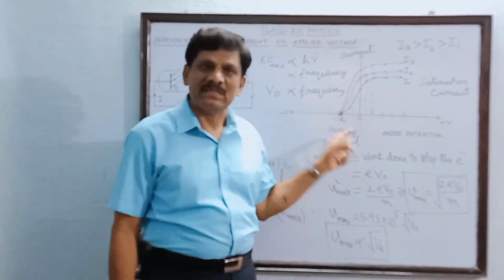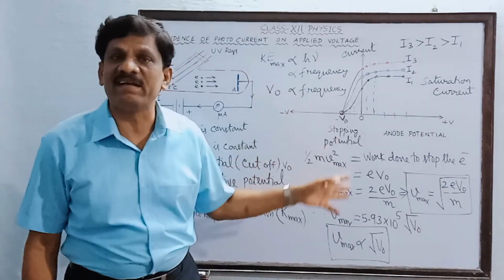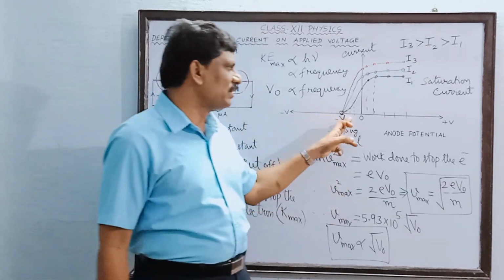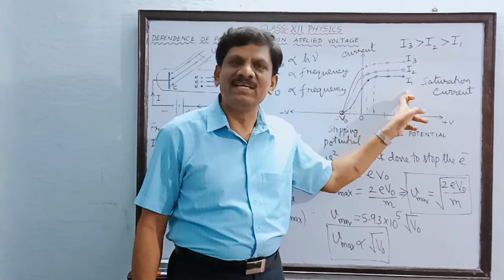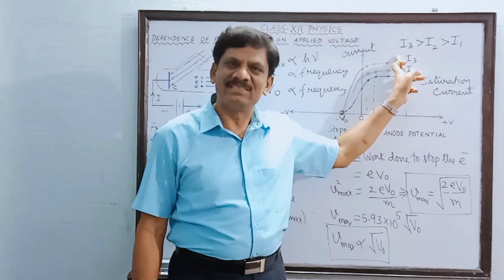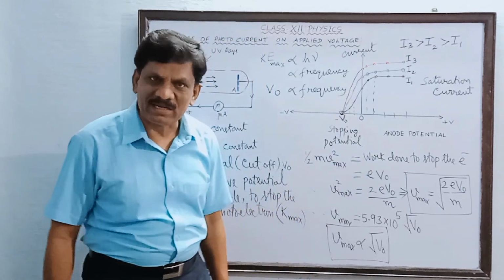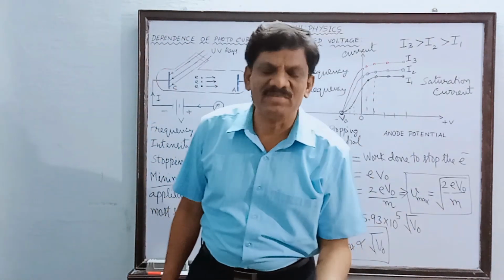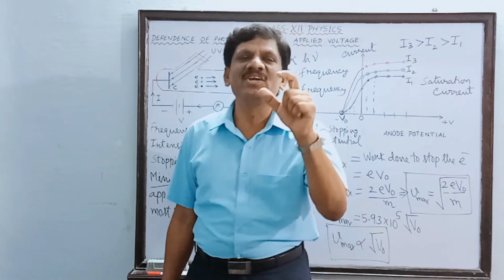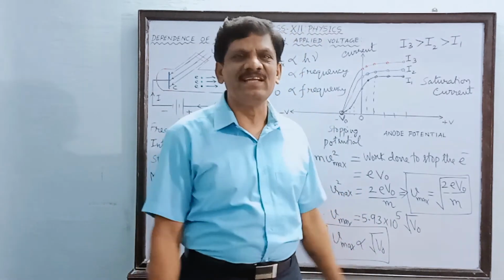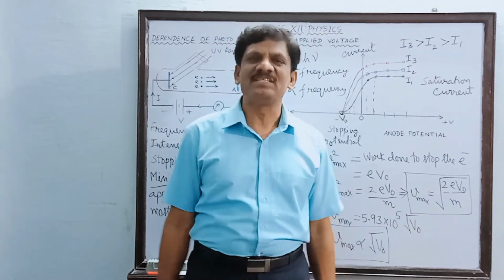So my dear students, what you must understand from the graph is the stopping potential is independent of the intensity of the incident radiation, but it depends only on the kinetic energy of the photoelectrons, which once again depends on which factor? The frequency or the energy of the incident radiation. I hope you must have understood.